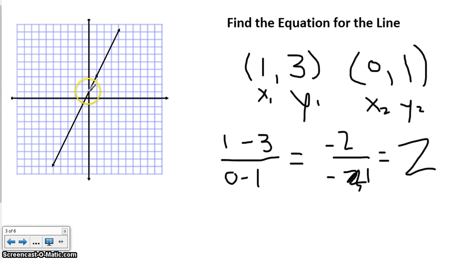And then your y-intercept will be 0, 1, because that's where it crosses the y-axis. So you get an equation of y equals 2x plus 1.